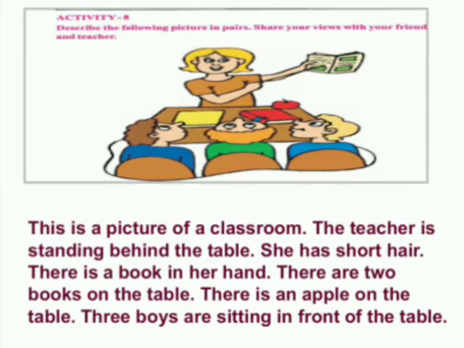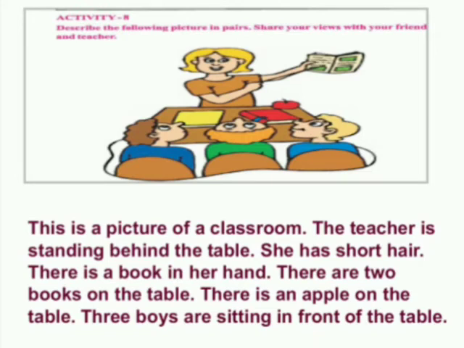Now, students, whenever you are describing a picture, you have to keep in mind certain things like what is in the picture, what is happening in the picture, where are the things in the picture. If you are describing a person, then you can use different adjectives. So, let's read. This is a picture of a classroom. The teacher is standing behind the table. She has short hair. There is a book in her hand.